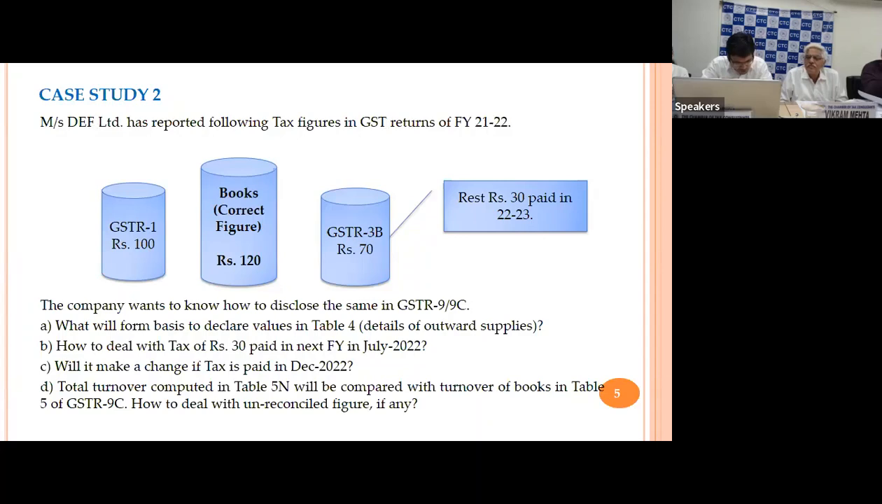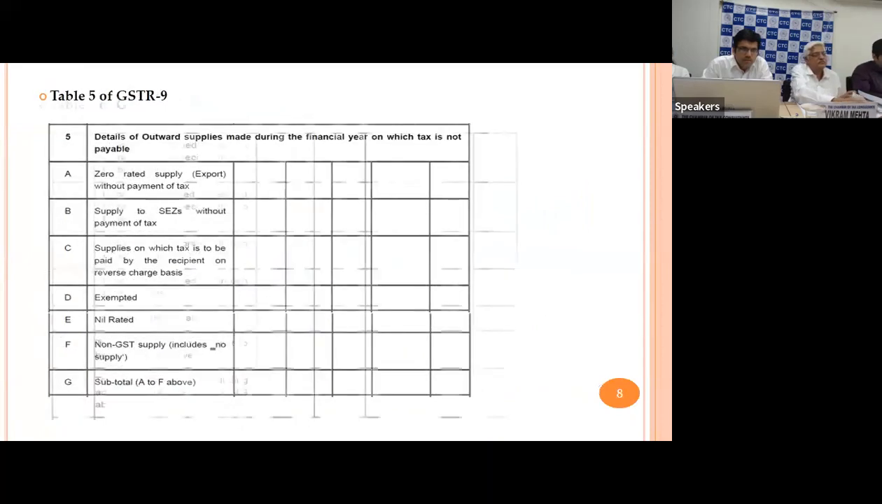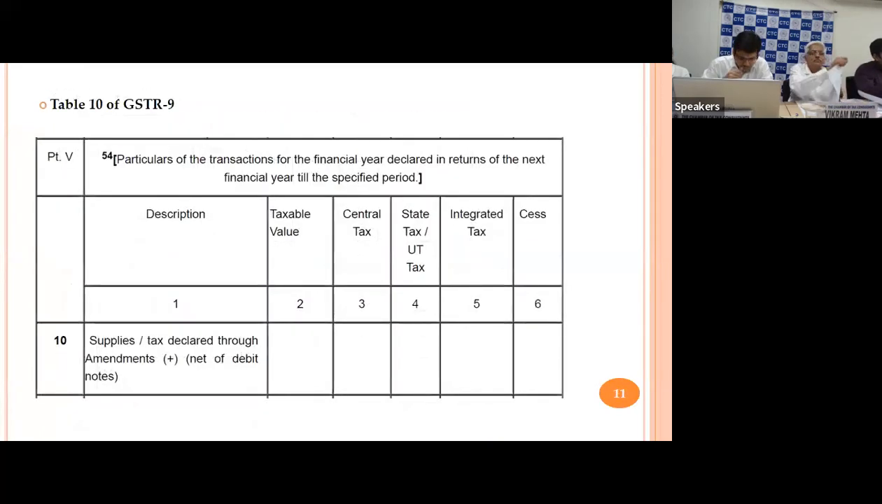So I'll tell you what will happen. If you see the heading of table 10, one second, I'll just move my slide also. The heading of table 10, slide 11, says particulars of transactions for the financial year declared in the returns of next financial year till the specified period. Now this specified period was September, which has been extended till 30th November now. In fact, that amendment has also come yesterday itself in the returns. So you are declaring it in December.